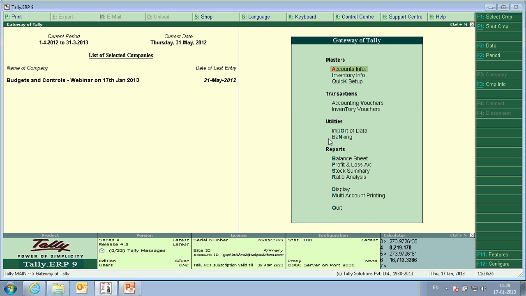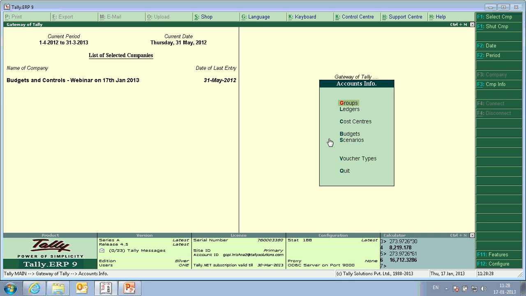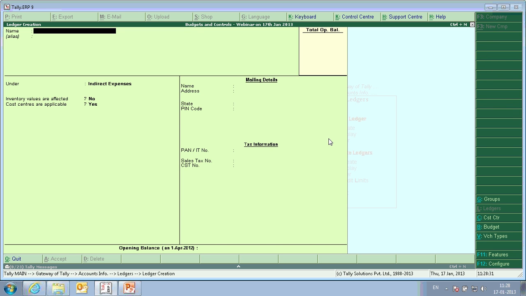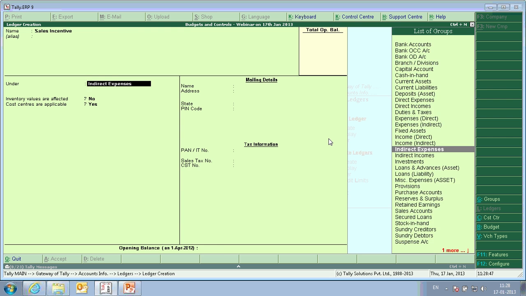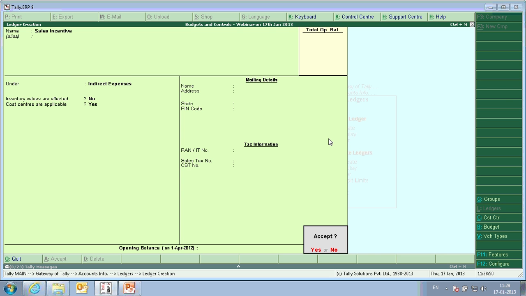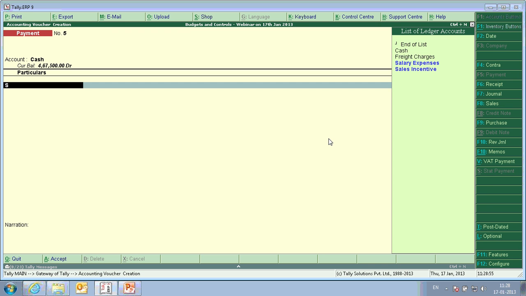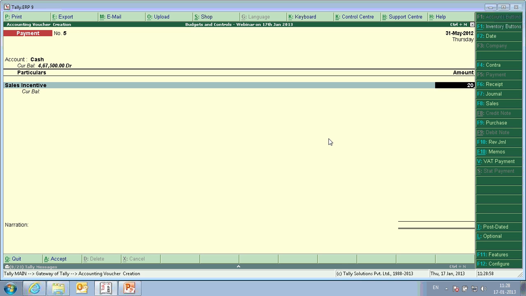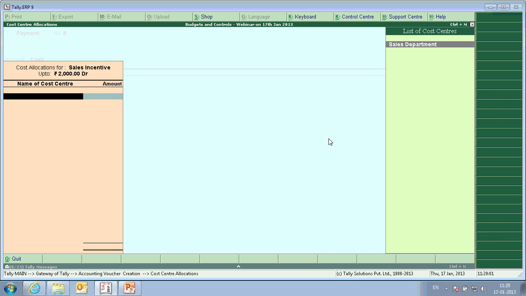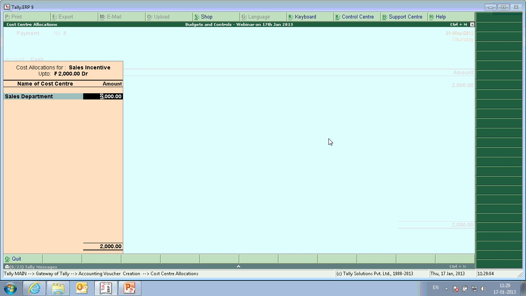Okay, so I'll create one more ledger. Let us say commission under indirect expenses, and cost centers I'll say applicable here, or we can say sales incentive. I'm just giving some name. Okay. So I'll go and pay sales incentive 2000 and select sales department here. I'm allocating to cost center. So in a voucher, I'm allocating to cost center.